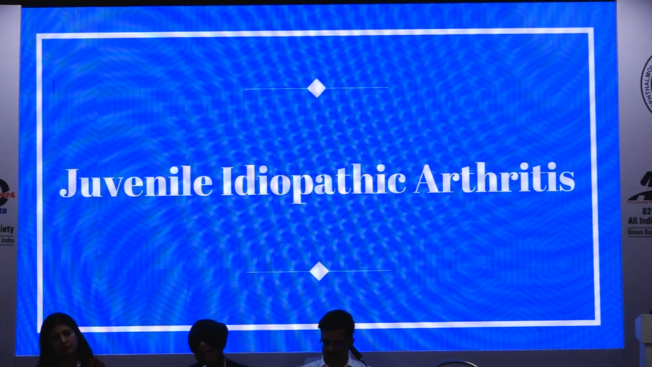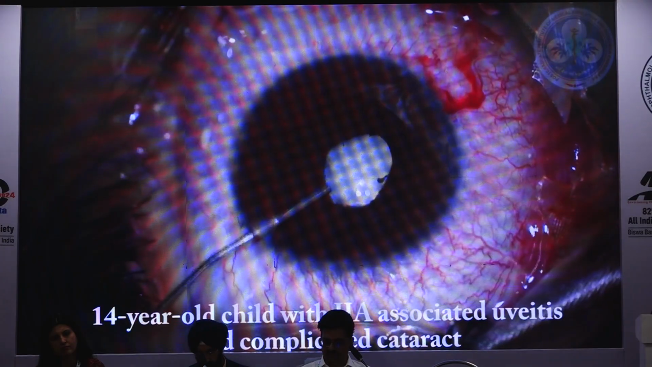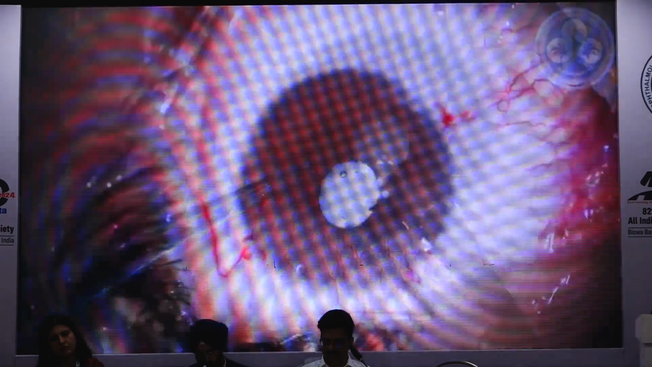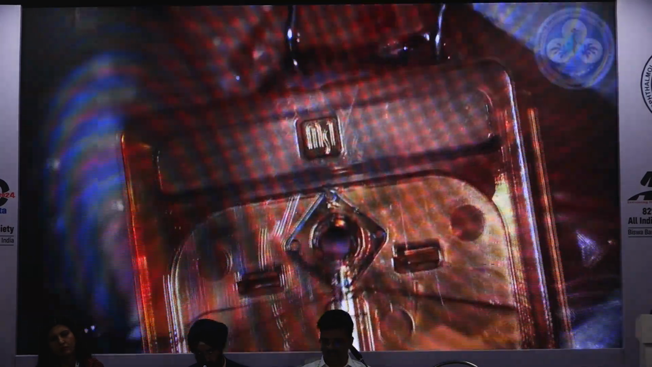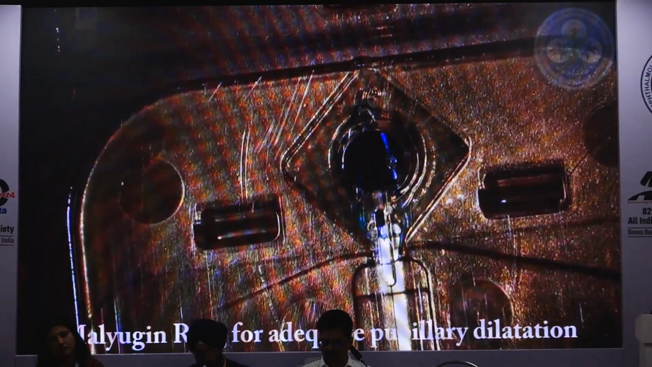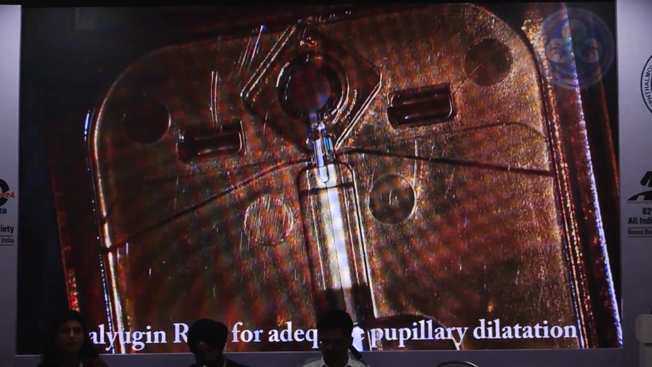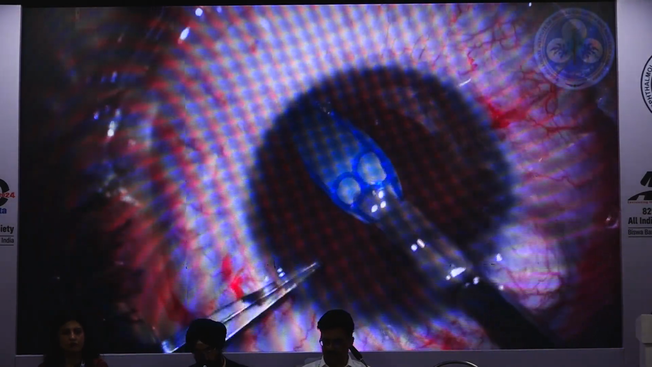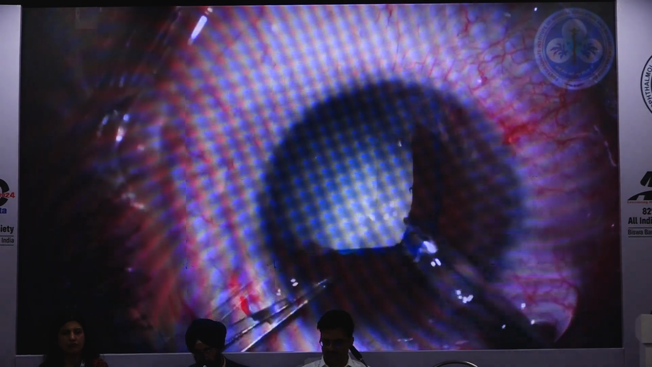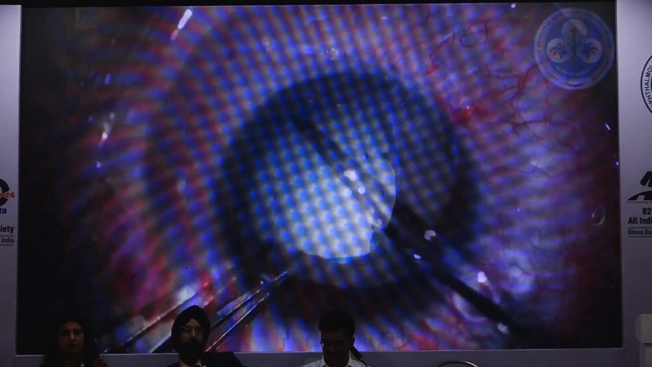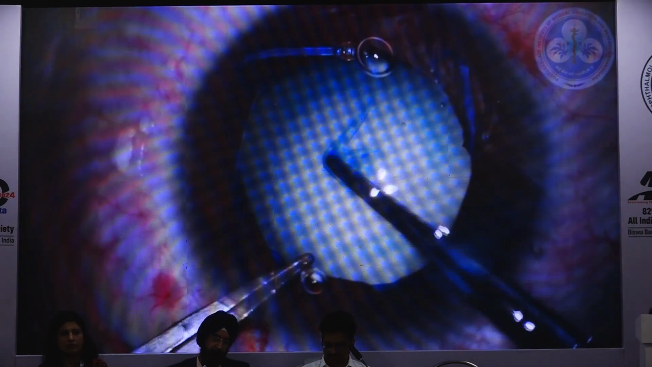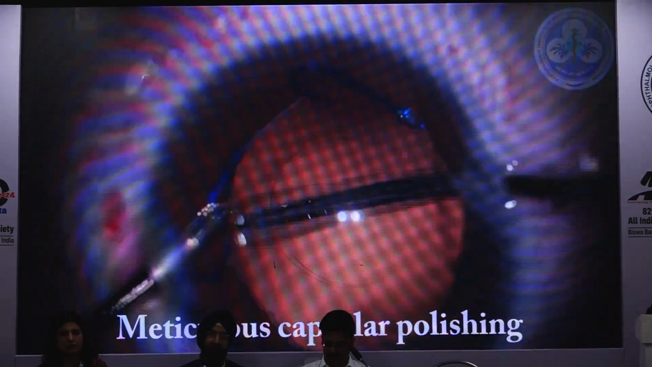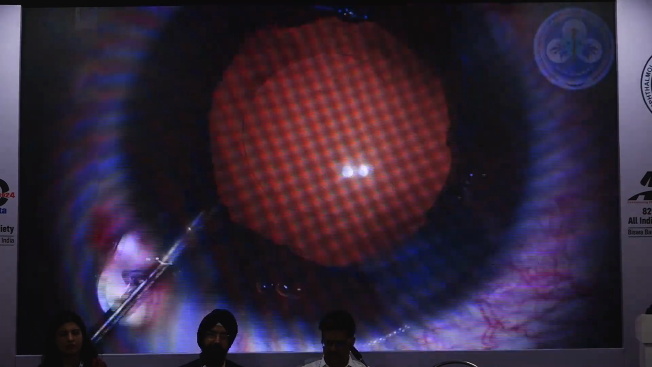This is another child with juvenile idiopathic arthritis with uveitis. Synechotomy was done, and Malaysian ring is injected to achieve good dilatation of the pupil. And now we achieved excellent dilatation, excellent size pupil, and then of course removal of the cortex and doing cataract surgery not difficult.